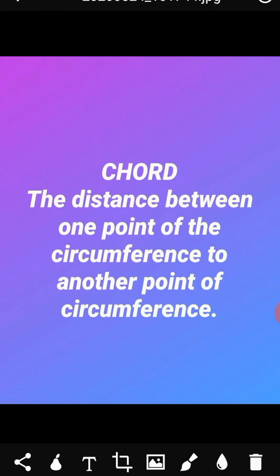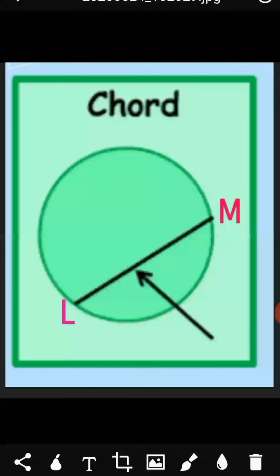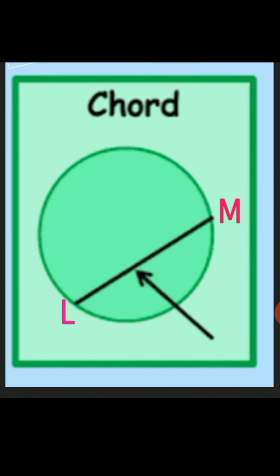Next part of the circle is chord. What is chord? The line segment joining one point of the circumference to another point of the circumference is called a chord. So you can see any points L and M taken on the circle and these 2 points are joined with each other through a line segment, that is a chord. So you can see here the chord does not pass through the center of the circle.